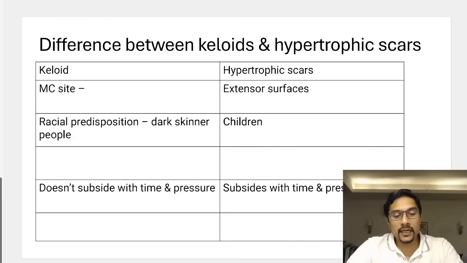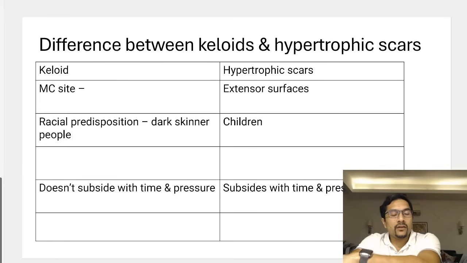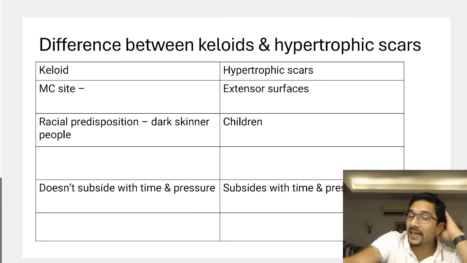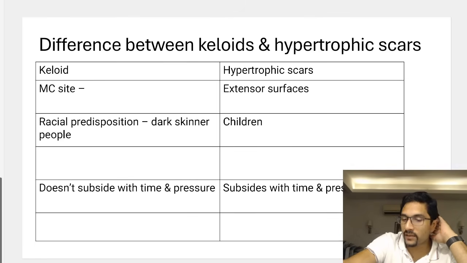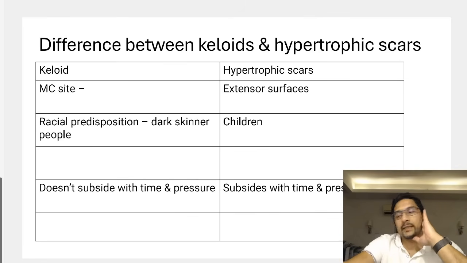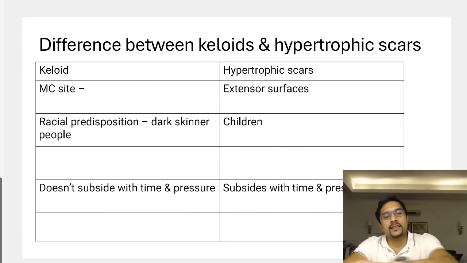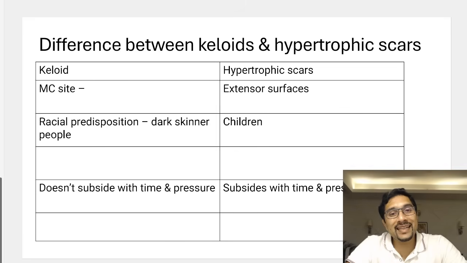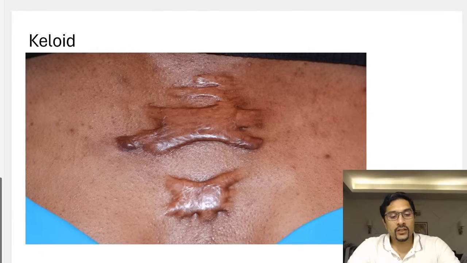And we know that keloids versus hypertrophic scars, keloids have a racial predisposition. They are most common in the sternum, dark-skinned patients, and they don't subside with time and pressure. Hypertrophic scars can be seen in children, extensor surfaces, and they can reduce in size with time and pressure.